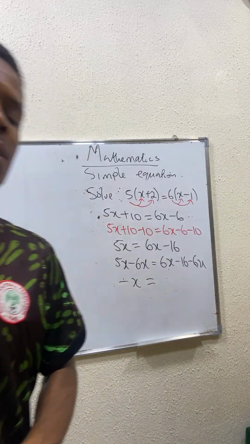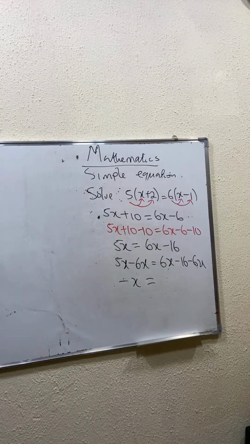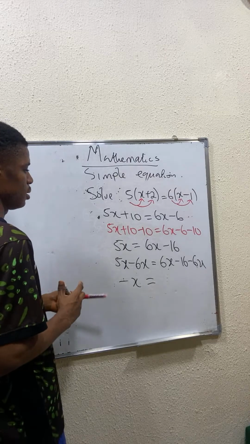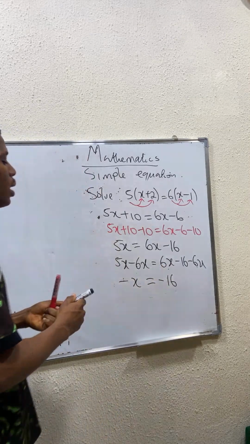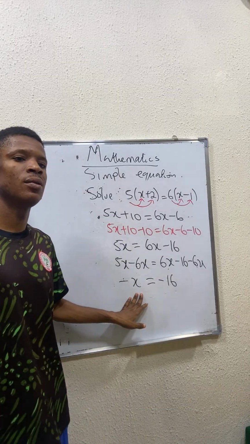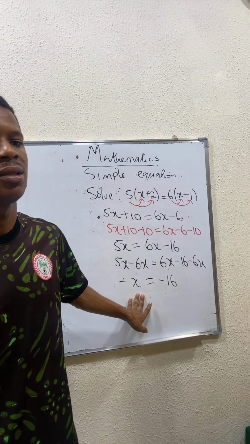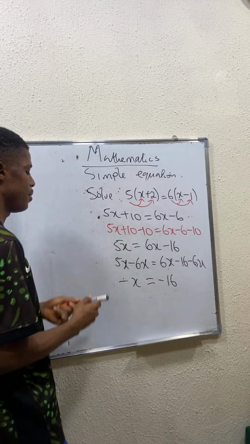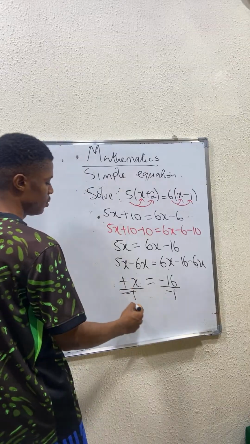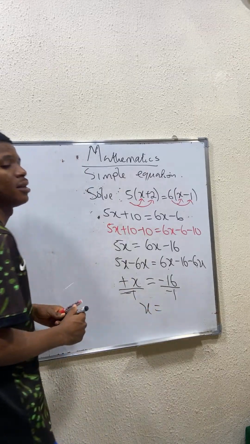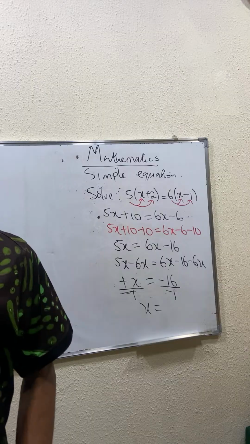What is 6x minus 6x? 0. 6x minus 6x is 0. So we are left with minus 16. What can we use to divide this? We divide by minus 1. So this is out, and x is equal to minus 16 divided by minus 1, which is what?